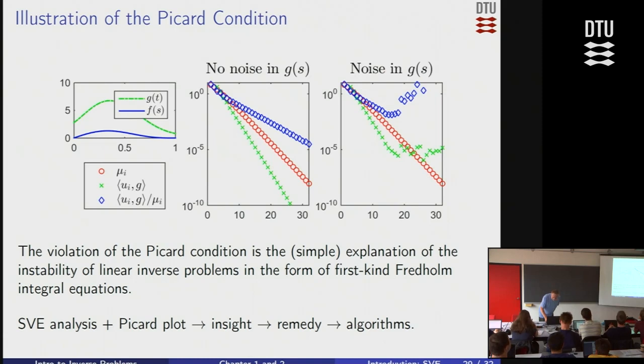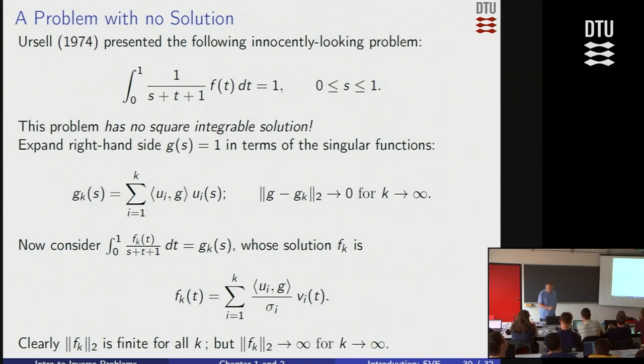Okay, three more slides to go. I do want to show you this example here. This is an example of an integral equation that doesn't have a square integrable solution. So it doesn't have a solution with a finite norm. I just want to show it to you.